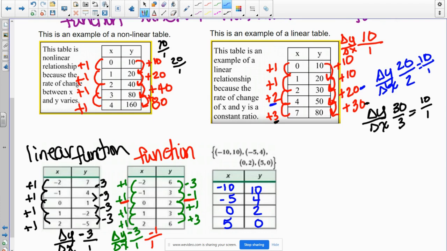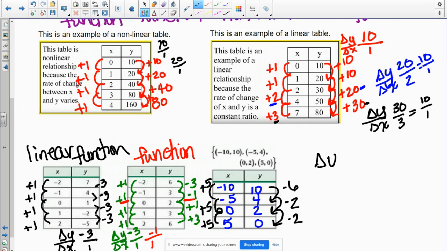So if we check our rates of change here, 10 to 4 is going down by 6, 4 to 2 is going down by 2, 2 to 0 is also going down by 2. Check their x value changes. -10 to -5 is increasing by 5. -5 to 0 is also increasing by 5, and 0 to 5 is also increasing by 5.